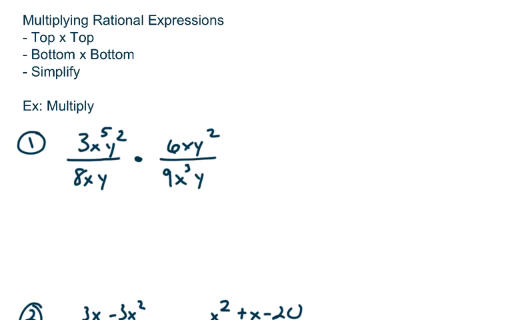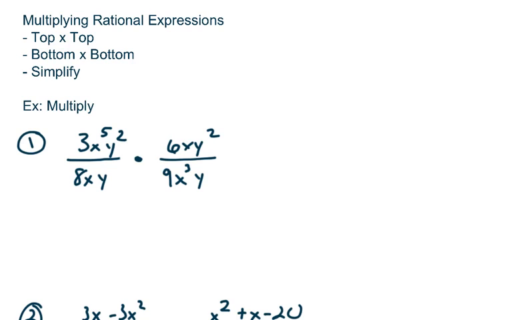All right, let's move on to multiplying rational expressions. Rational expressions are simply fractions. So just a reminder, when we're multiplying fractions, it's top times top, bottom times bottom, and then we're going to simplify. It's really not that difficult. Okay, so let's jump right in. 3x to the 5th y to the 2nd over 8xy times 6xy squared over 9x cubed y.